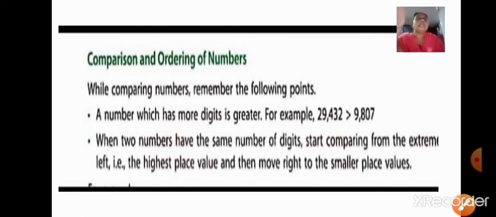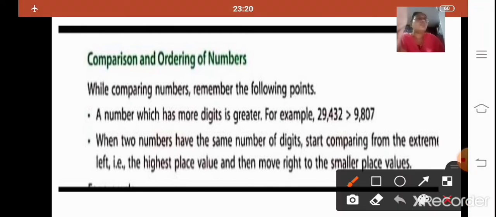Now in comparison and ordering of numbers, we have learned how to compare 2 numbers. In comparison, we have learned that a number which has more digits is always greater. Now in this example, you can see 29,432 and 9,807. 9,807 is a 4-digit number, whereas 29,432 is a 5-digit number. So this number is greater than 9,807.